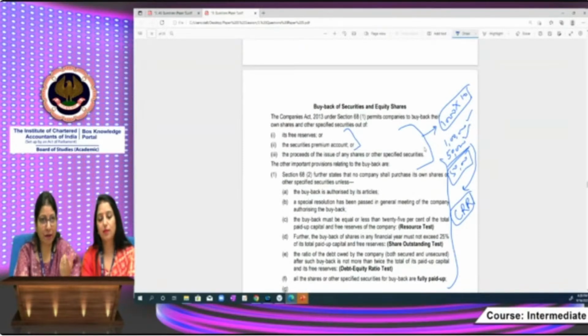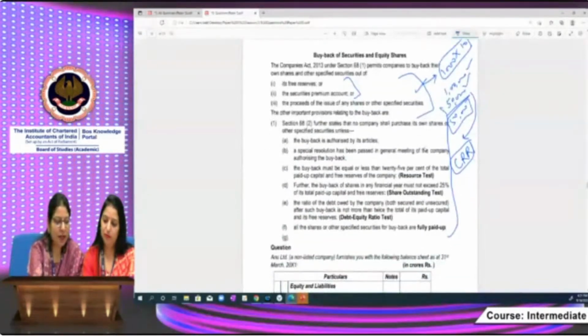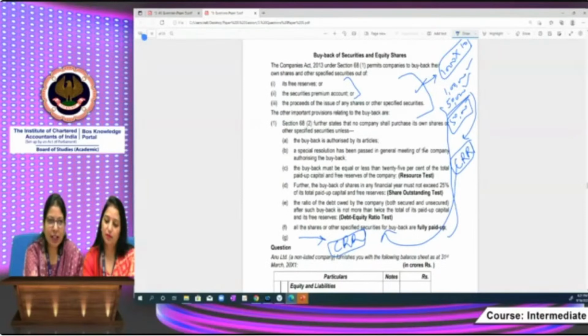Also, if you remember, in the Paper 1 curriculum we had covered that whatever amount we were redeeming from our reserves, we had to transfer that amount to Capital Redemption Reserve. So now these sources and this condition are clear to us. This condition I had left blank because I wanted to write here that whatever amount we are using from free reserves or securities premium, that amount we will be transferring to CRR. Got it?